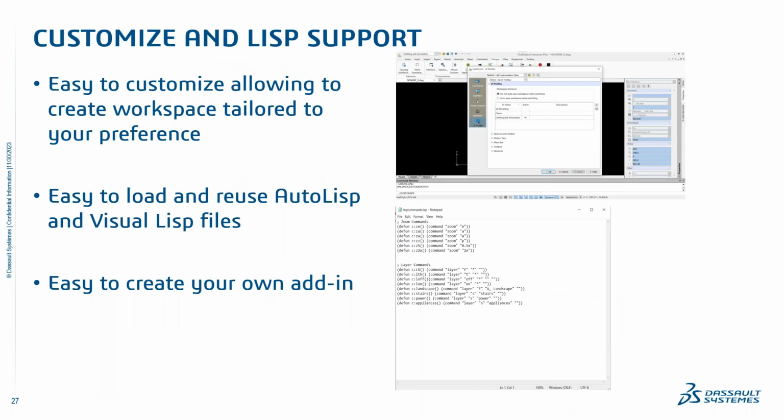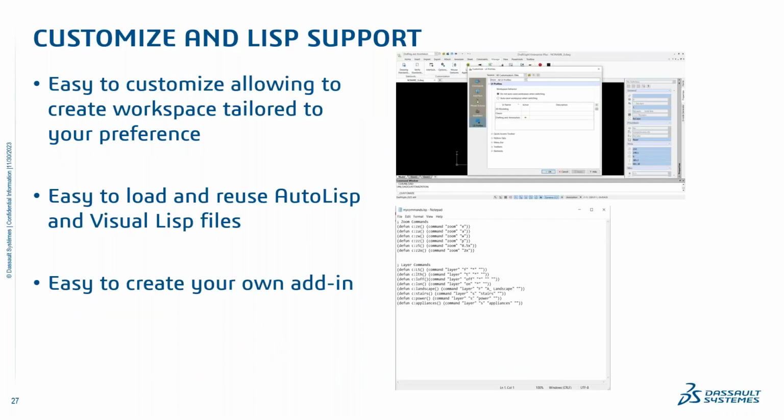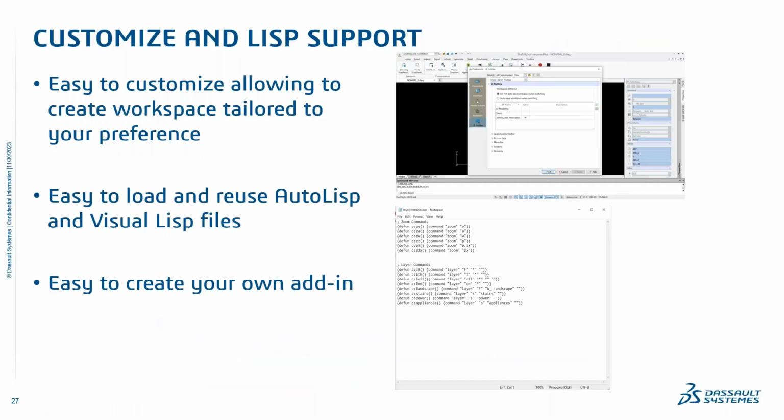For people who are already working on AutoCAD running Lisp commands, if they are interested in migrating to DraftSight, no worries on that. The same Lisp program which they had created for AutoCAD can be brought over here, and they can reuse it by using the AutoLISP and Visual LISP file options. So it is easy to create your own add-in in DraftSight. Now let us see what different versions of DraftSight are available. DraftSight comes in two versions, the Enterprise and the Enterprise Plus.